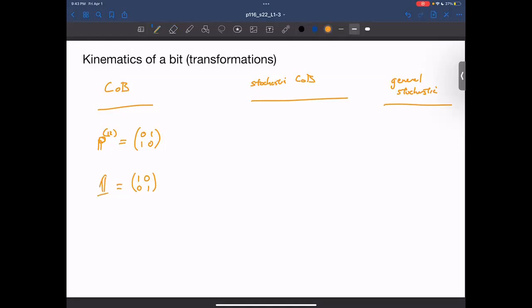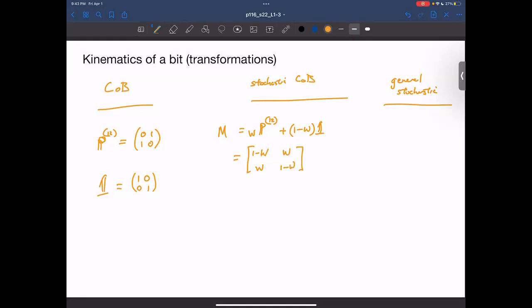So then the stochastic transformation: we just take some W, which will be a probability between 0 and 1, take P12 plus 1 minus W identity. The nice thing is that we can see almost immediately, maybe we have to write it out, that this matrix is symmetric. Symmetric means M equals M transpose.